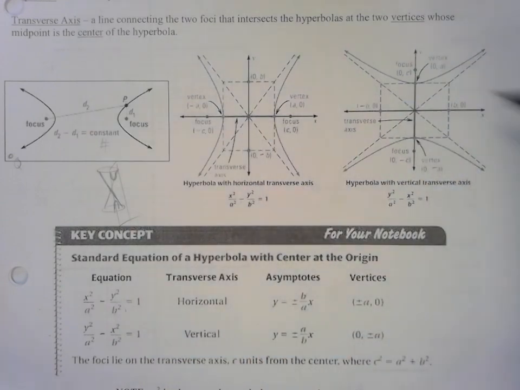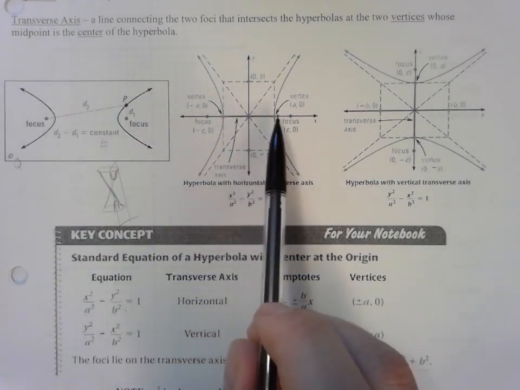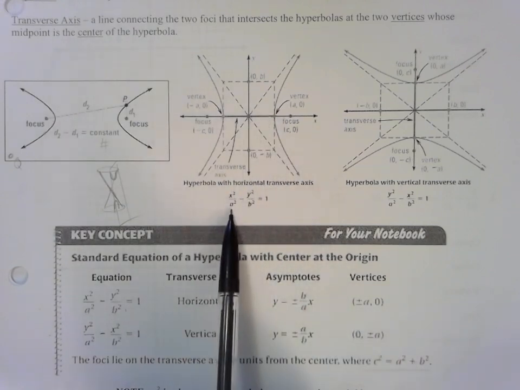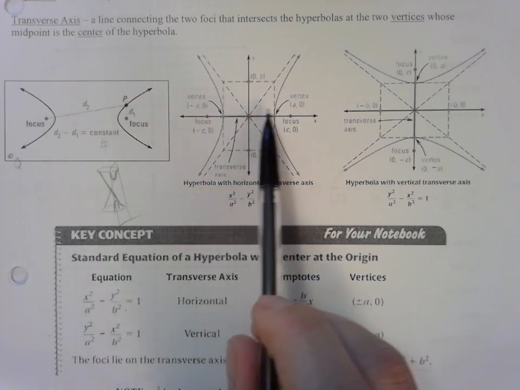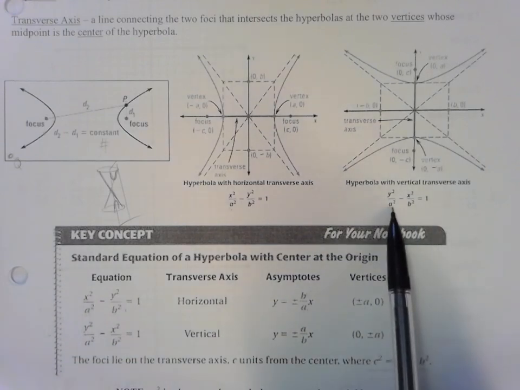Well, to determine if the vertices are above or below center, or to the left or to the right of center, again, we want to look at which variable is the positive squared variable. Is it the x or is it the y? When it's the x, the vertex is left or to the right, but how many units? A units. Where do we get the a from? Here, underneath the positive term. Underneath the positive variable squared term, you get the a squared. So we're going to square root a squared and move right and left a units from the center. The a is again underneath the positive squared variable.